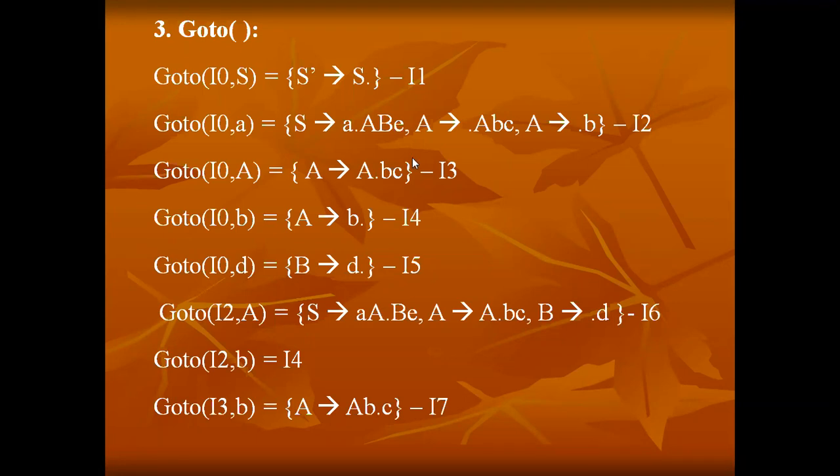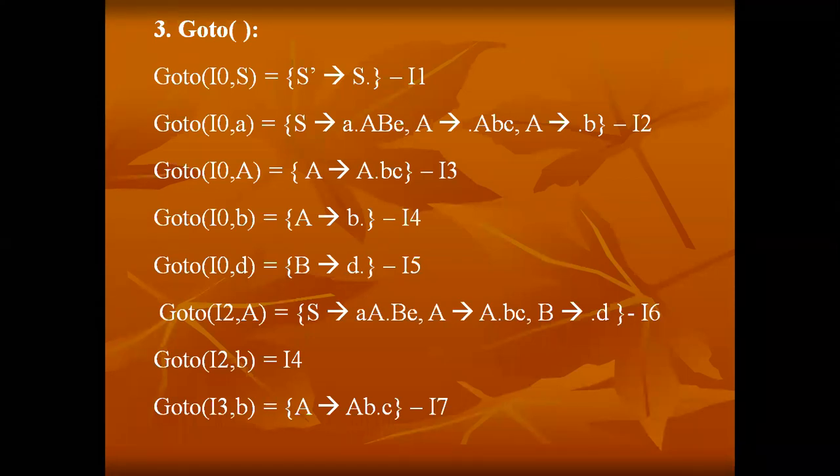The symbol may be a terminal at one time and may be a non-terminal at another. See here, with I0 I call a non-terminal. Here, with I0 I call a terminal. So I am just naming it with a symbol. The symbol includes both the terminals and the non-terminals. Is it clear?